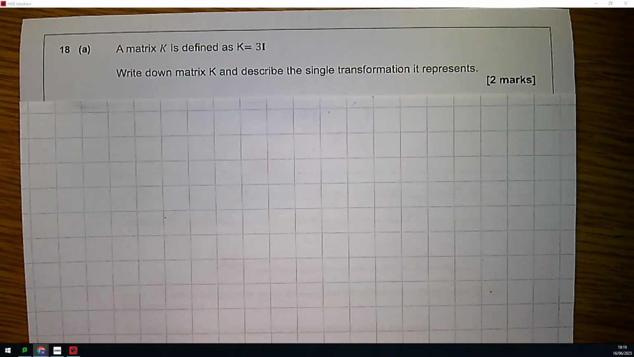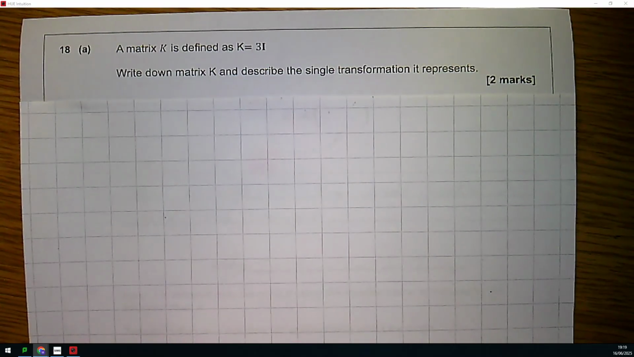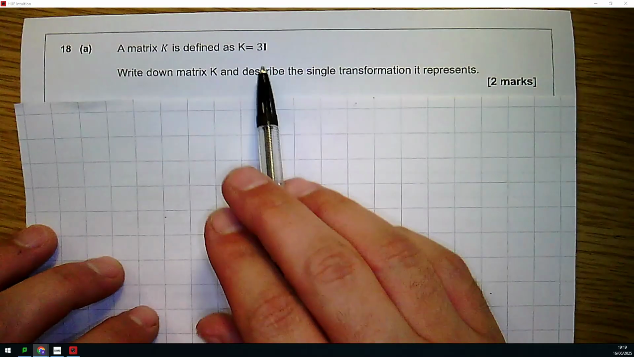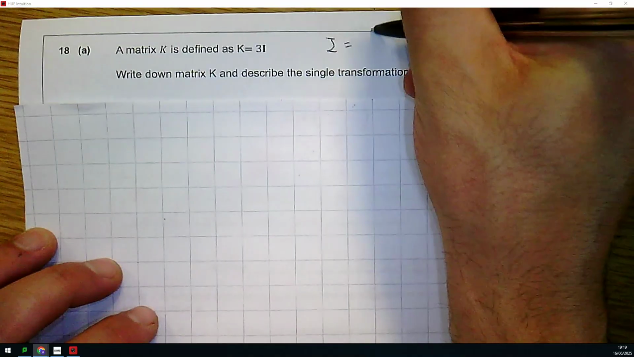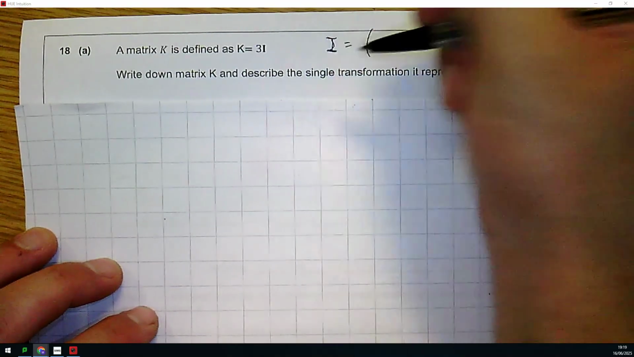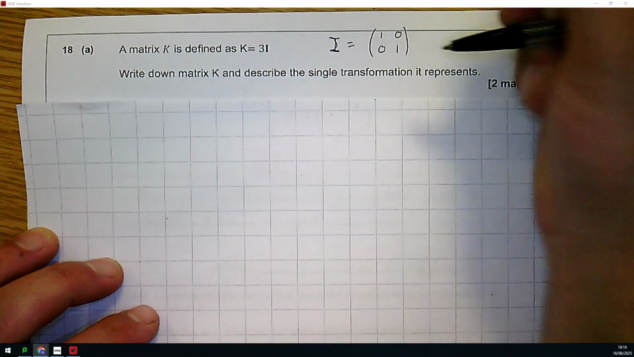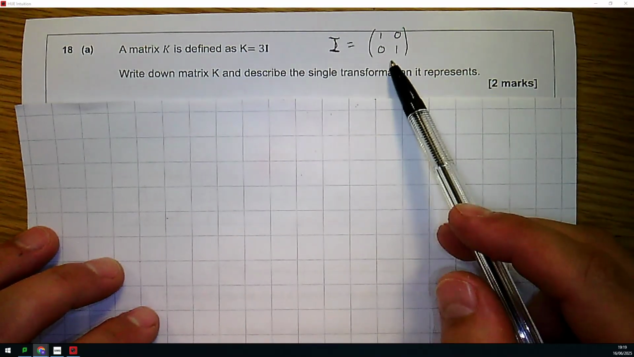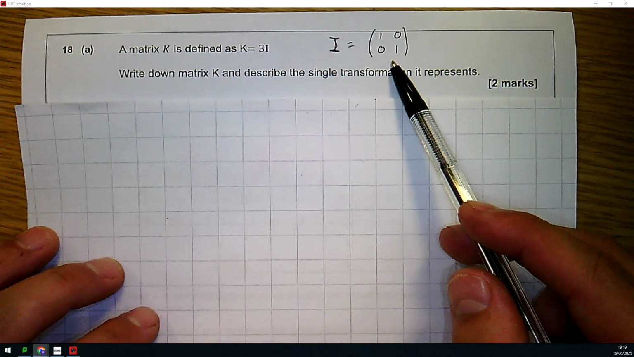Okay, question 18a reads, a matrix K is defined as K is equal to 3I. Write down matrix K and describe the single transformation it represents. So it's important to note that I in matrices represents the identity matrix. That's one of my weird little I's. And the identity matrix is 1, 0, 0, 1. And effectively, this is a transformation that does nothing. It transforms a point onto the same place.